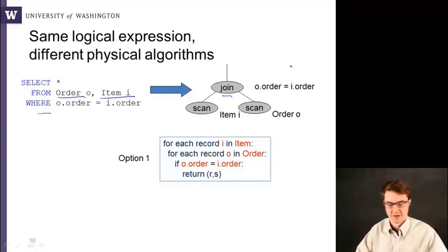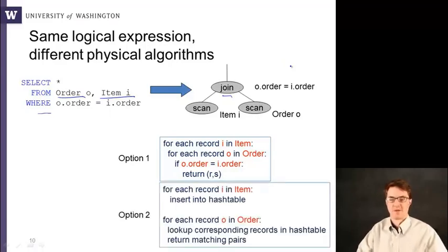Another option is for each record I in item, insert that record into some sort of data structure, and here I'm going to call it a hash table. I'm not too concerned about what exactly that is. And then second, for each record O in order, go look up the corresponding records in that data structure that we built, and return all the matching pairs. If it actually is a hash table, then this lookup could be pretty efficient, right? It could be amortized constant time.